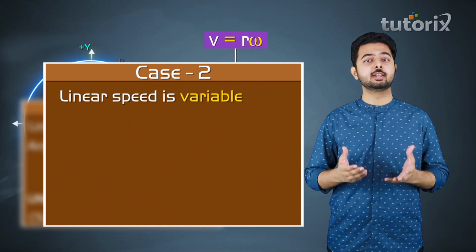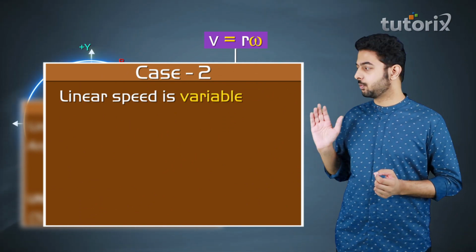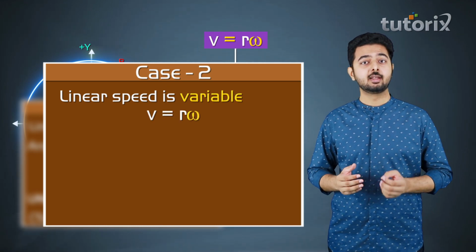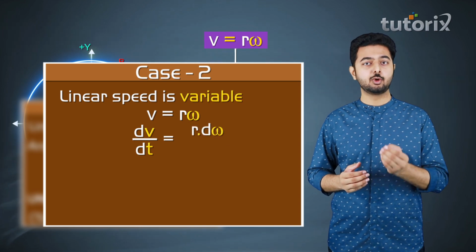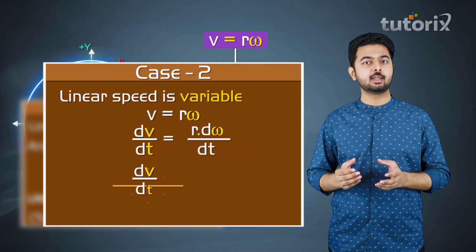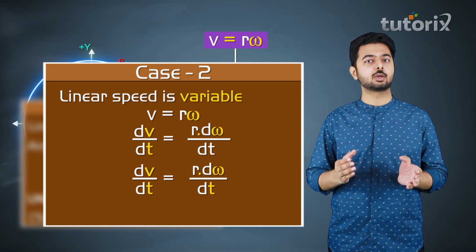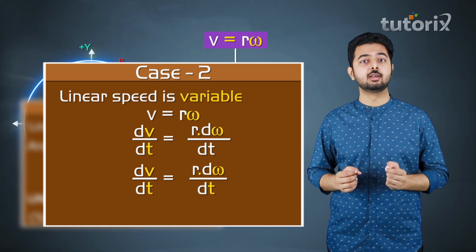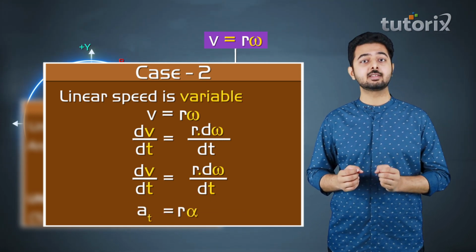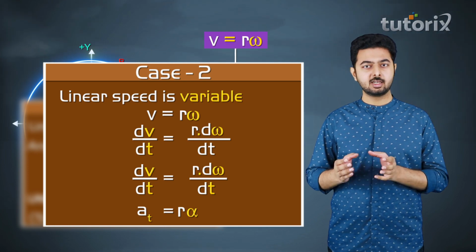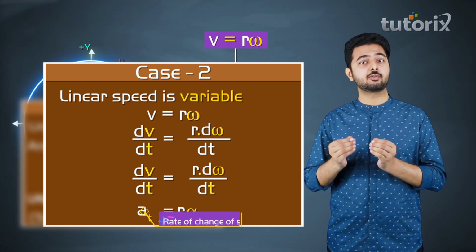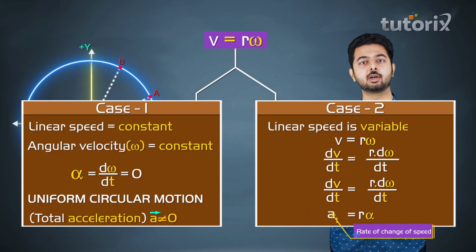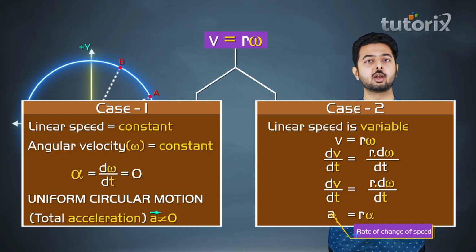So if the linear speed is variable, then we can differentiate this equation, that is v equals to r times omega, with respect to time. So we will get dv by dt equals to r times d omega by dt. Now d omega by dt is nothing but angular acceleration, which is equal to alpha, and dv upon dt is the rate of change of linear speed. So we represent it by at, that is tangential acceleration. So tangential acceleration is the rate of change of speed and not the same as total acceleration. So it is just a component of the total acceleration which is directed along the tangent.